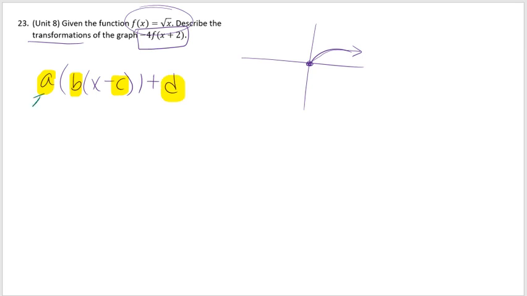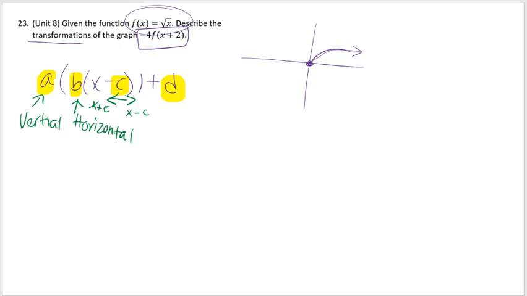A creates the vertical change, a stretch or compression. B creates the horizontal change, a stretch or compression horizontally. C is inside the parentheses, so it shifts left and right. It's the opposite of what you see: x minus c shifts to the right, and x plus c shifts to the left. It's the opposite direction of the sign you see.